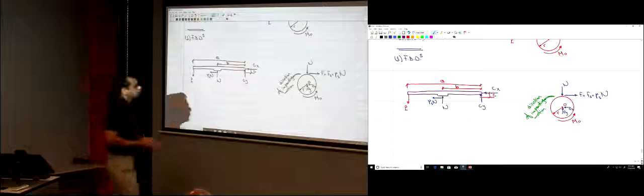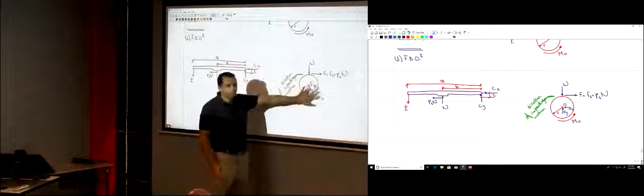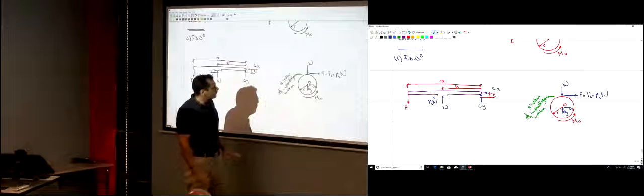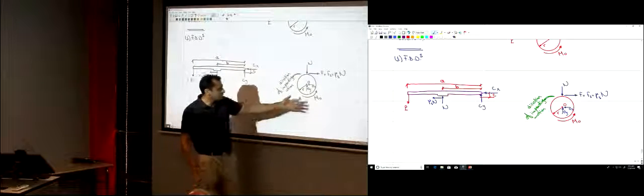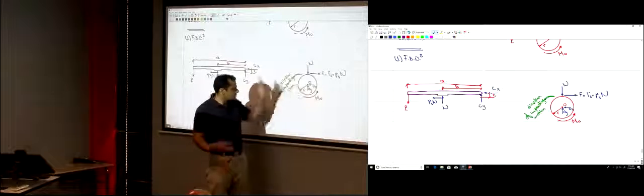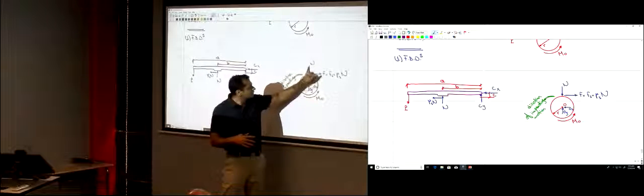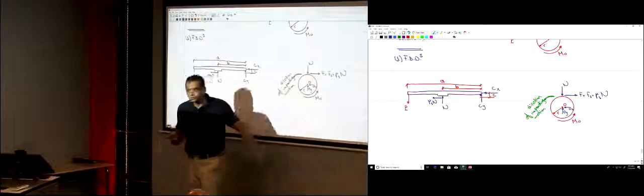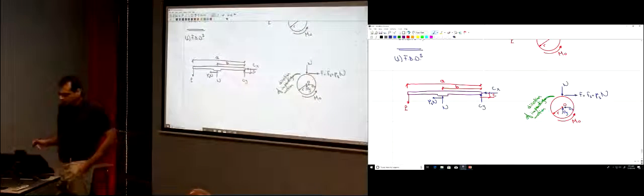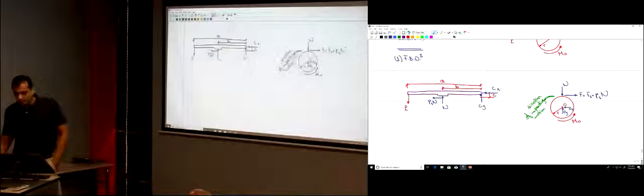So let's start with the equilibrium of this wheel. How many unknowns do we have here? M naught is given, R is the radius that's given, so we only have N. N is the only unknown here. So we can simply start studying the equilibrium of the wheel.